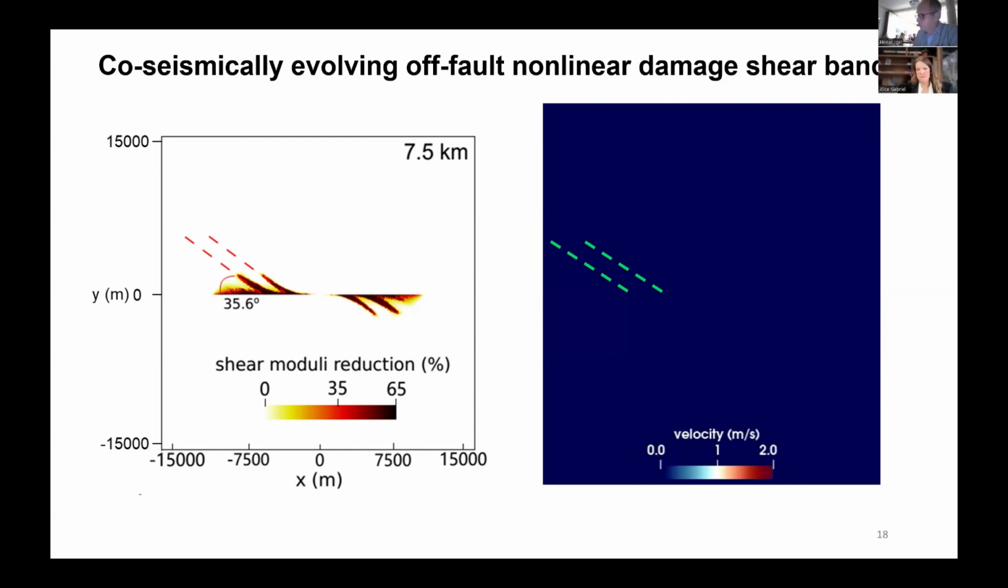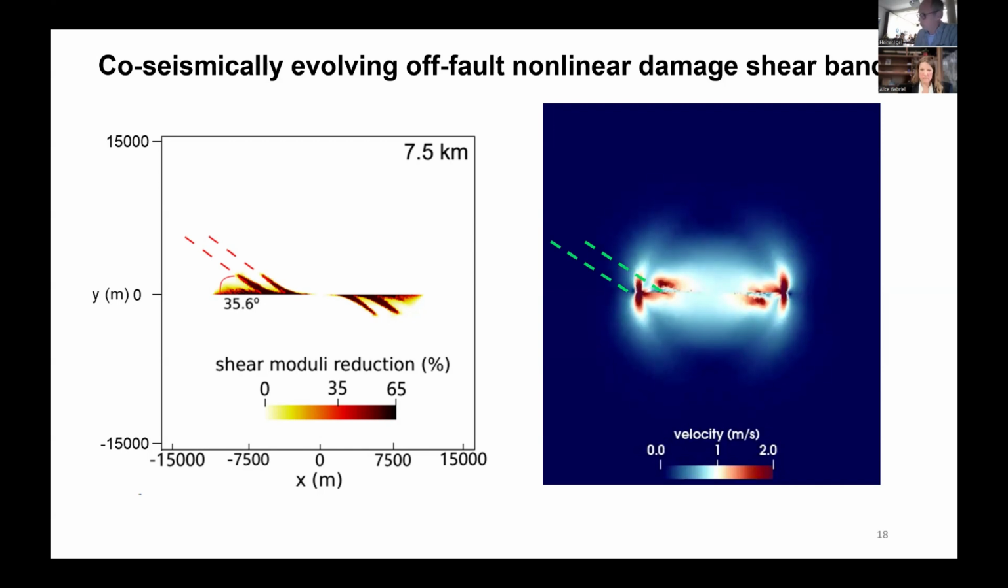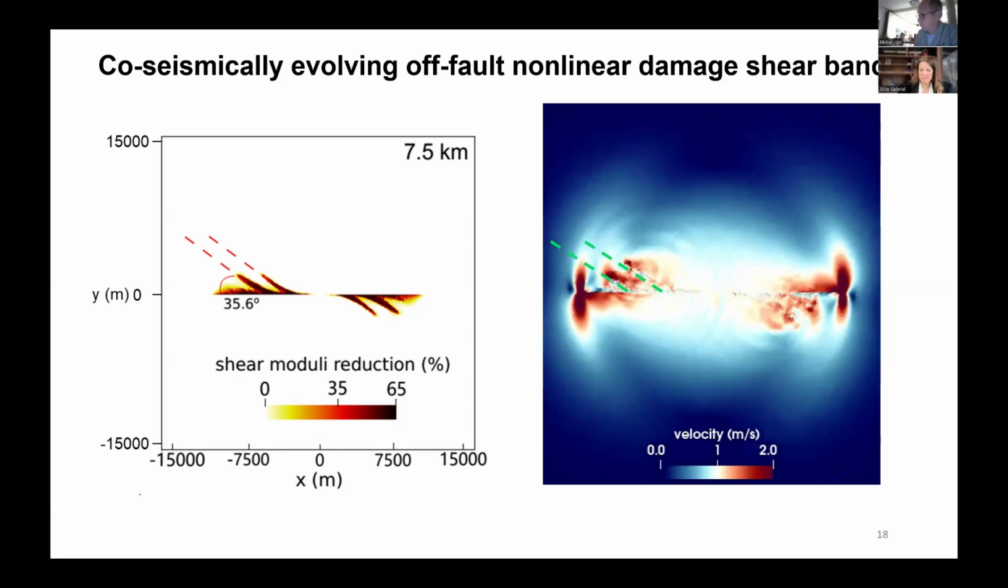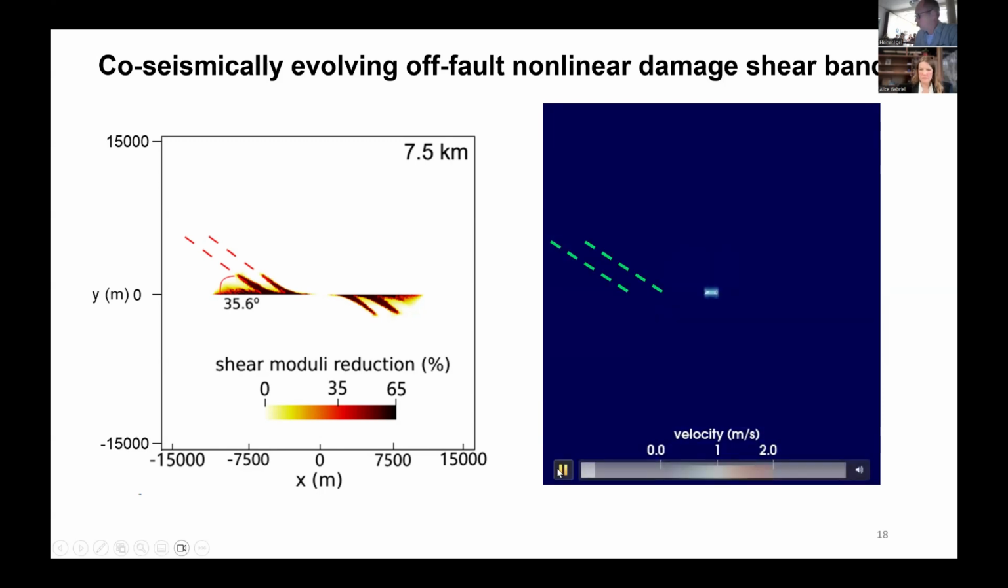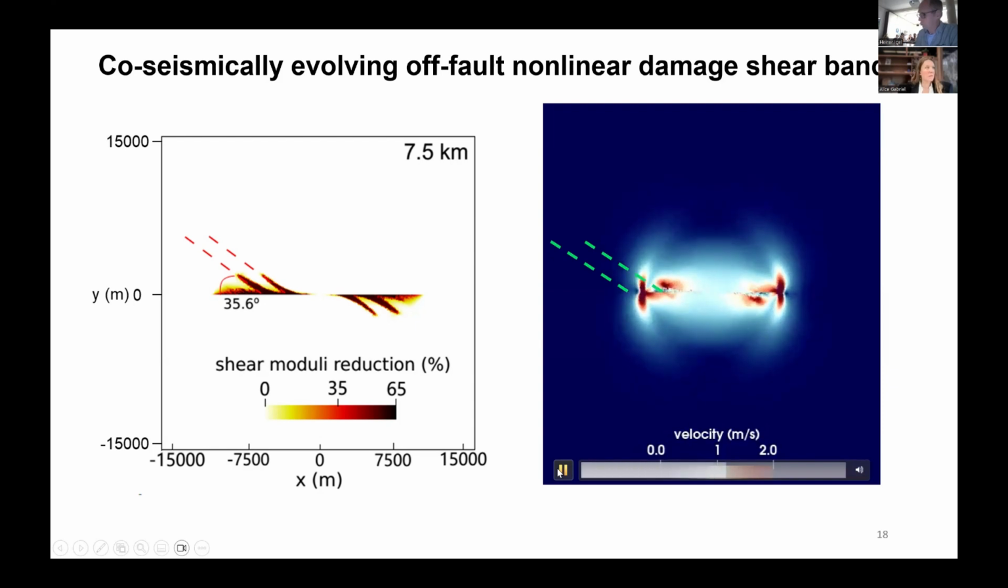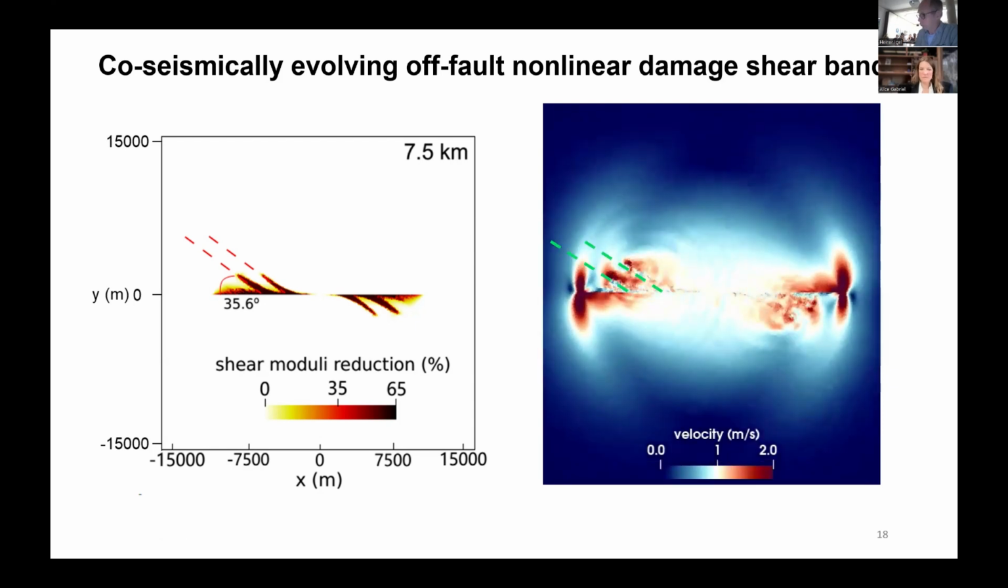Actually, during the formation of the shear bands, it comes with high-frequency seismic radiation. And that's what I'm going to show you in this video. It's a velocity field during the rupture of the earthquake. And what we see here is that as the shear bands are generated, they radiate high-frequency signals. That's one of the results we obtained for a single fault.